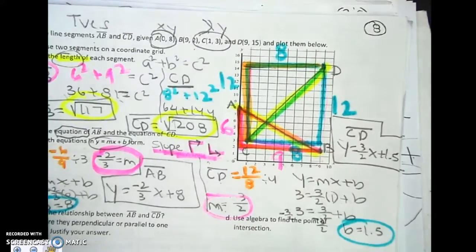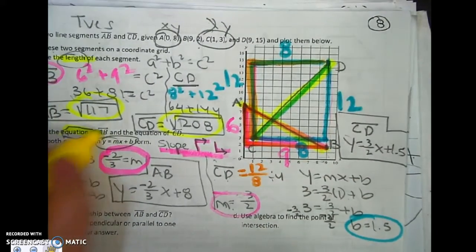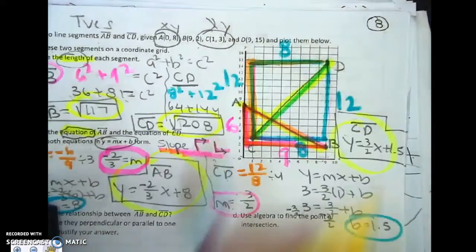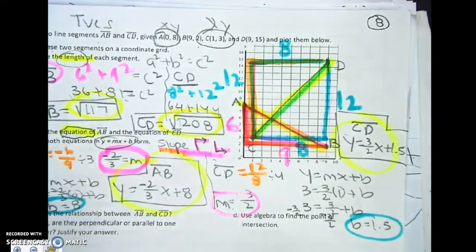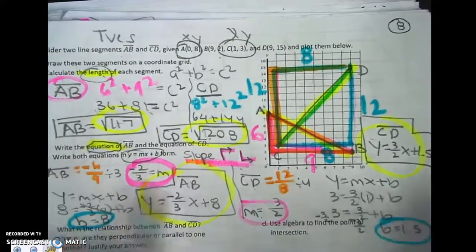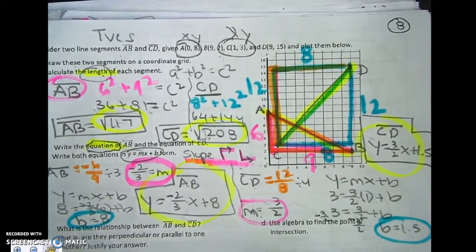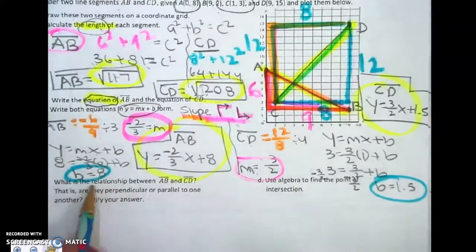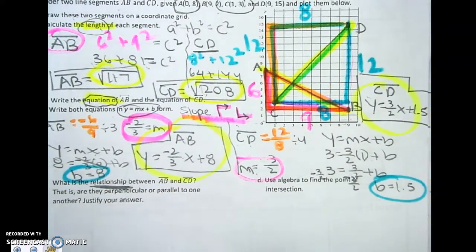Okay, so I just got both my equations, AB, CD. I want you to notice the difference. This is length, and this is equation. Okay, let's do the next one. What is the relationship between them? So let's look at their slopes.